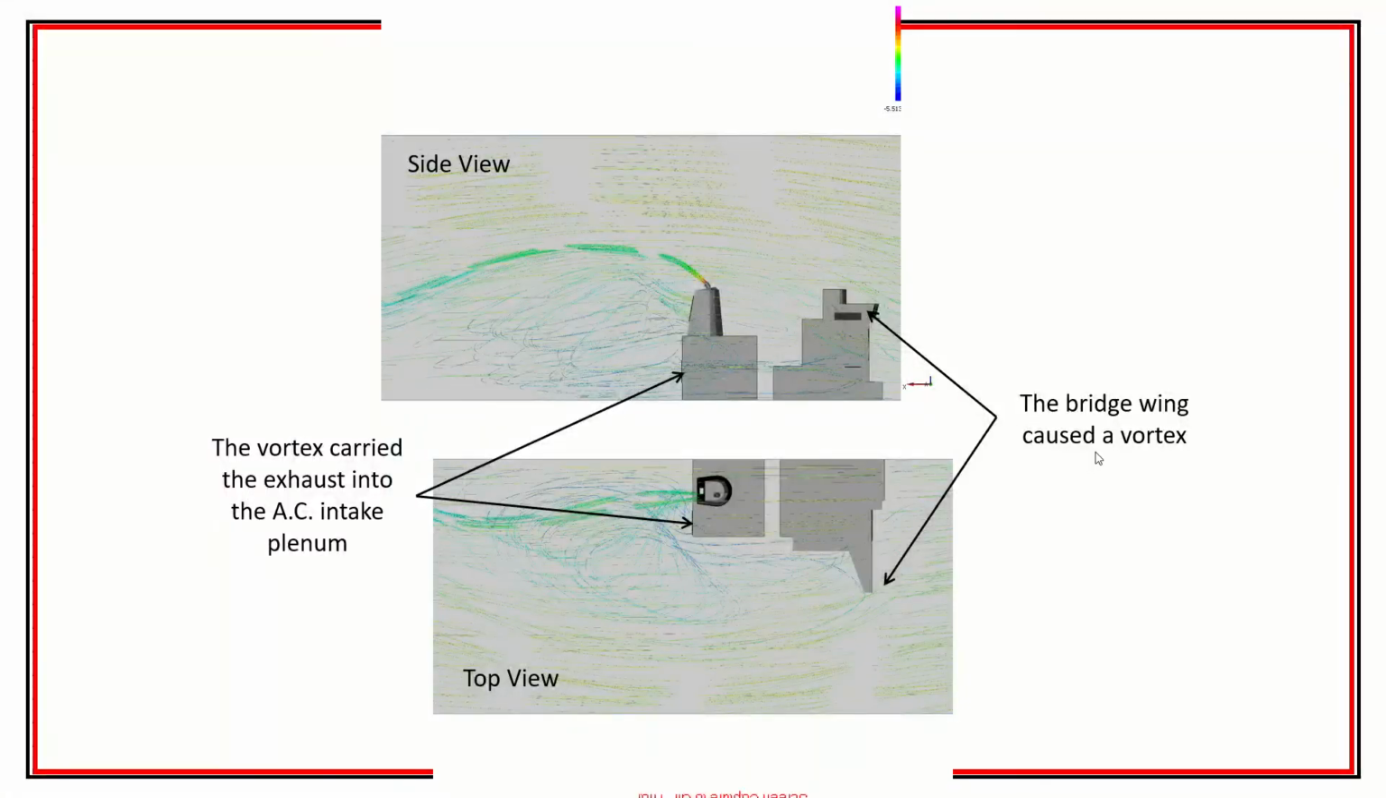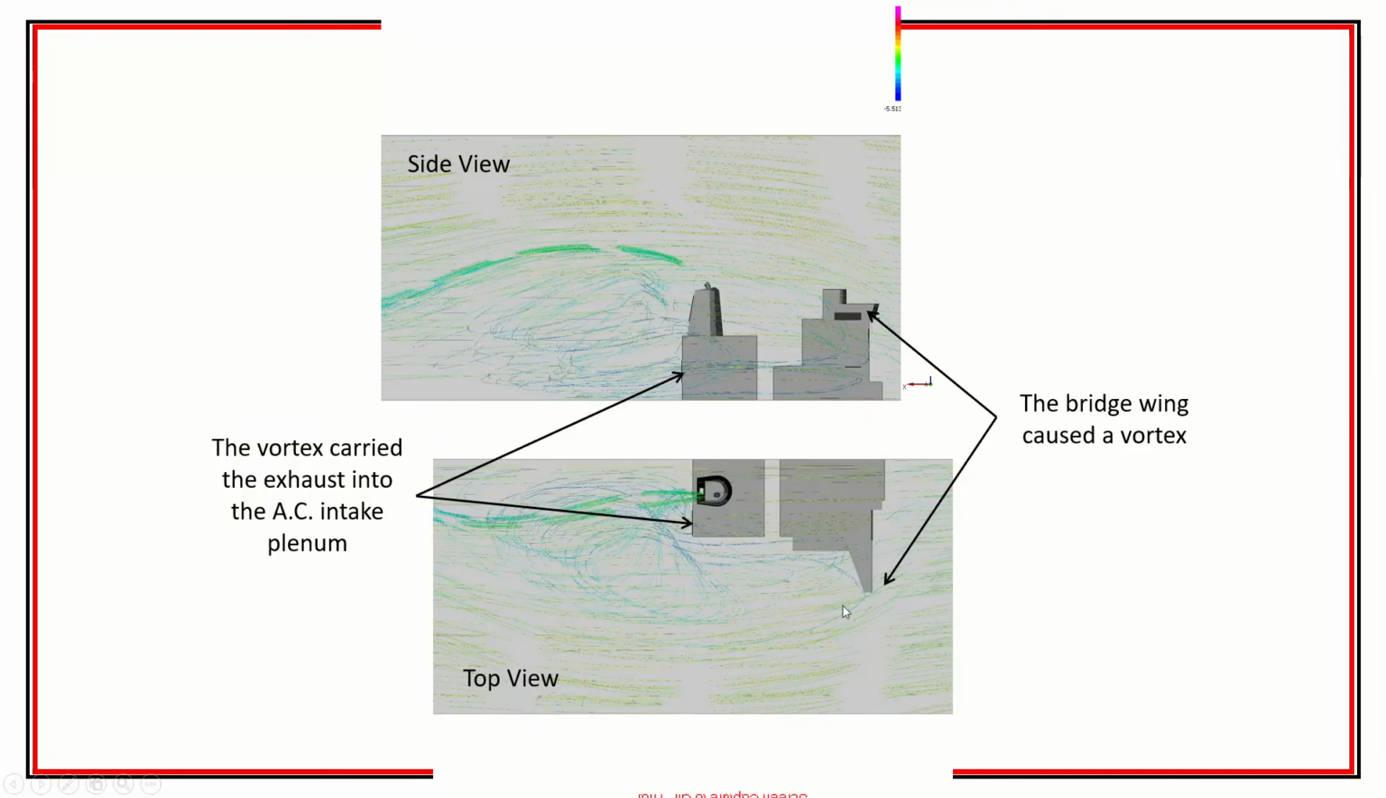What we found, as had been suspected, was that these vortices were caused by the bridge wing. You can see there's a side view and a top view right here. And is it going to animate? Sure it is. Okay. You can kind of see this is particle tracing. You can see that there's recirculation coming back.